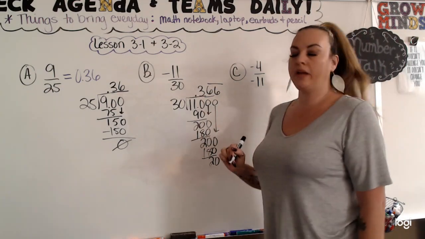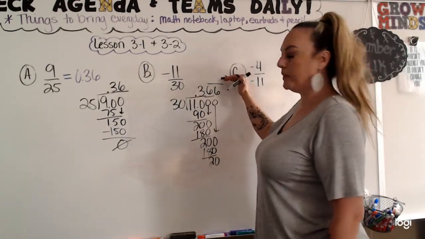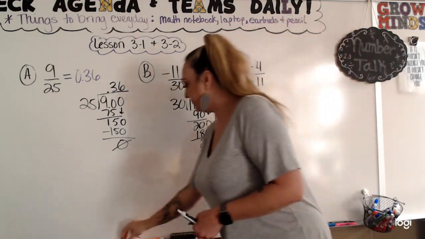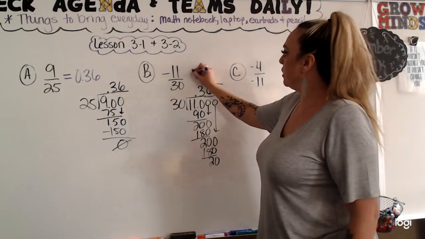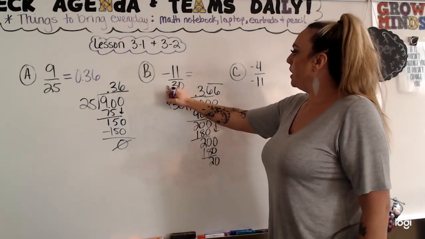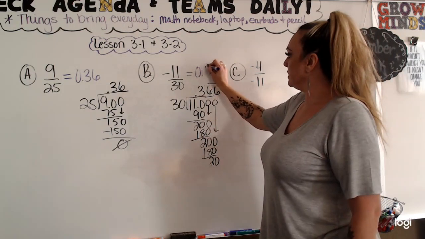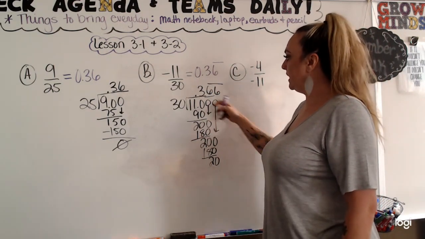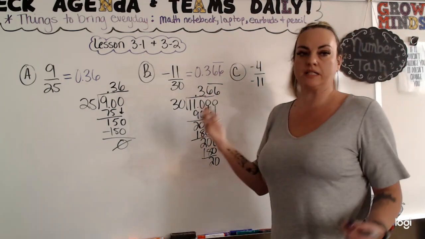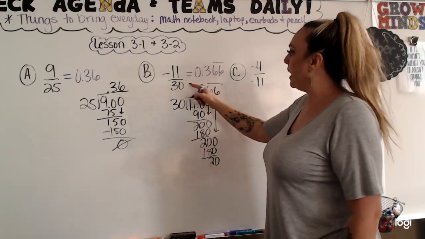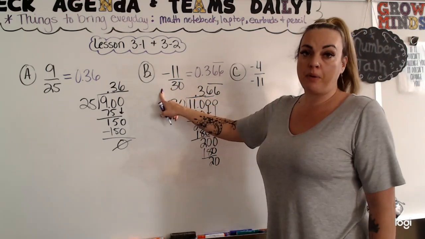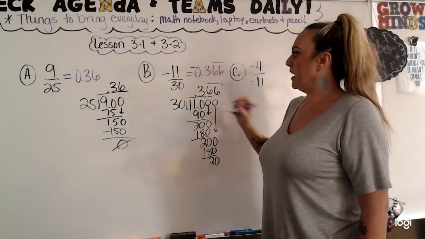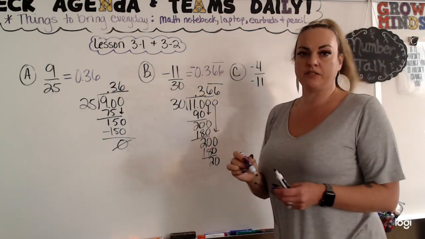So at that point, I can just write the repeat symbol, which is the bar above the numbers, and call it good. I do not need to go any farther. So the answer is 0.3666, with the 6 repeating, right? I could put the other 6 there. It really doesn't matter. But remember, this was a negative divided by a positive. So this is going to be negative, right? Because you need the 2 negatives to give you the positive in the fact family.